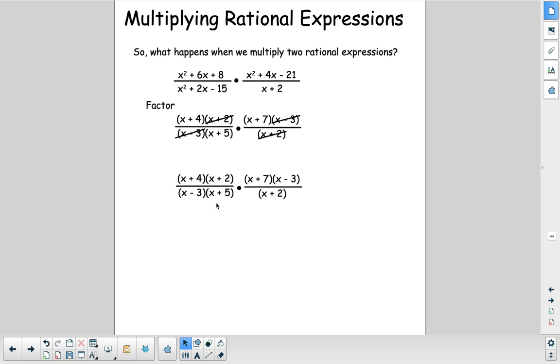You leave it in factored form when you're done. So you take the x plus 4 times the x plus 7, and you divide it by x plus 5. Remember, these x's don't cancel because these are quantities. So this would be our final answer here, x plus 4 times x plus 7 divided by x plus 5. We canceled what we could and we simplified.